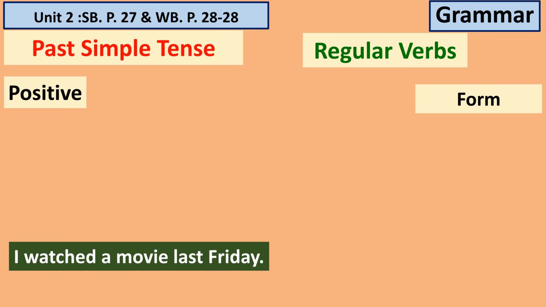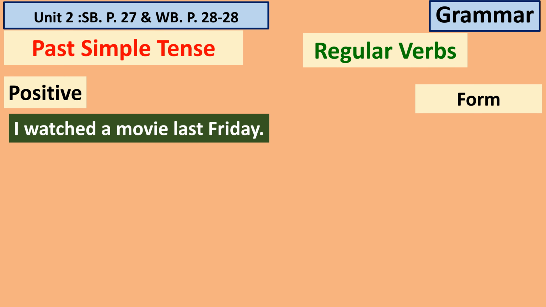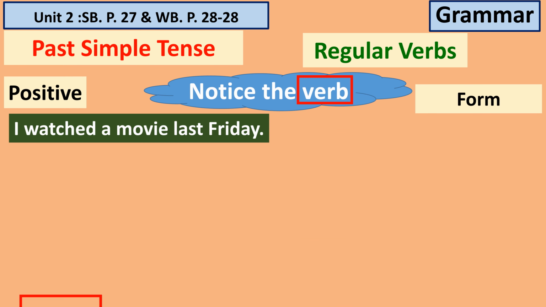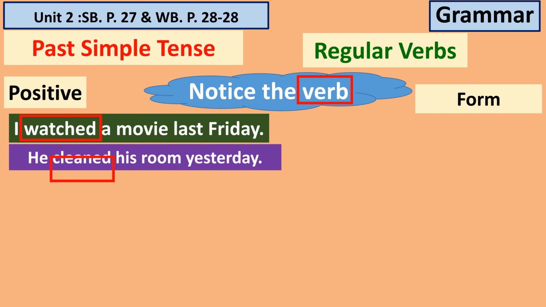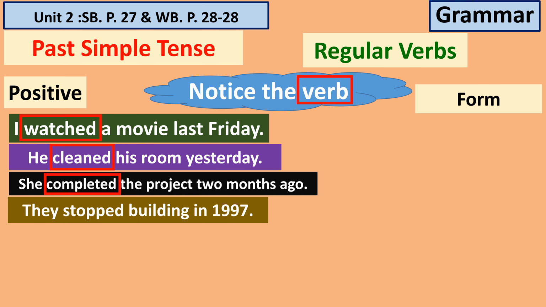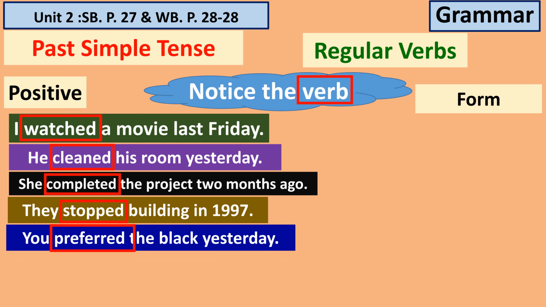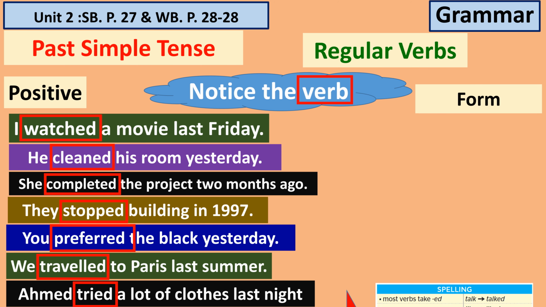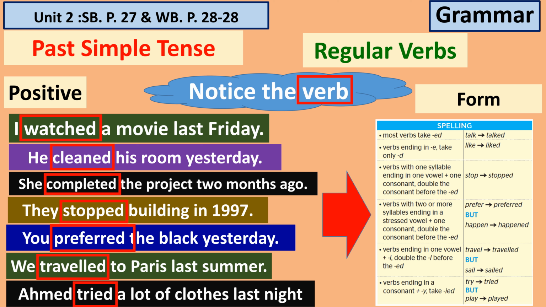So have a look at this one. How do we form past simple tense sentences? Yes, I watched the movie last Friday. He cleaned his room. She completed the project. They stopped building, and we preferred. Okay, done with this one. How to form it? Yes, have a look at this spelling rule. I want you just to pause the video, try to read them, and follow me in the examples. Okay, let's continue now.